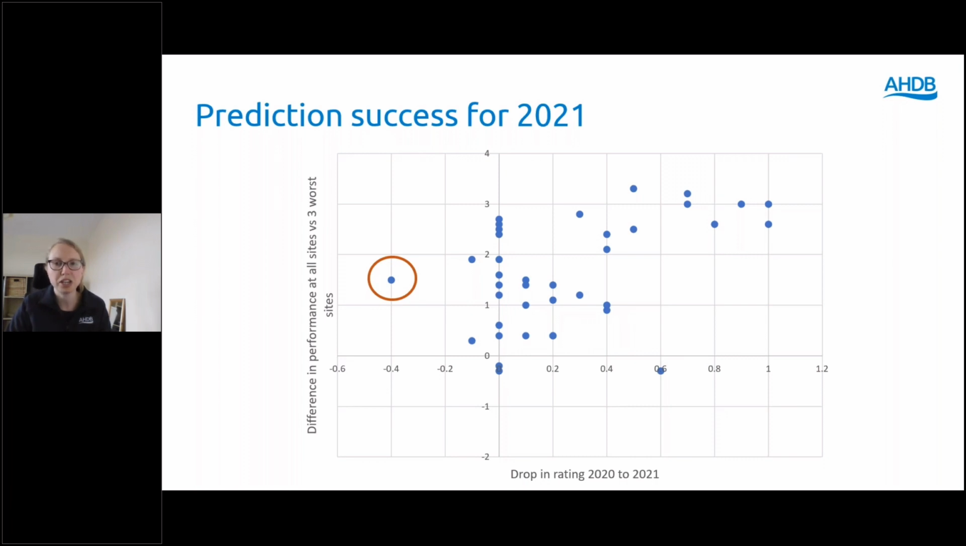So normally this might suggest that a new strain of yellow rust virulent on this variety was emerging, so we might expect further drops in subsequent years. But in this situation, the following year, the variety actually performed better, giving it a rating 0.4 higher than that in 2020. So it had a rating of 6.5.